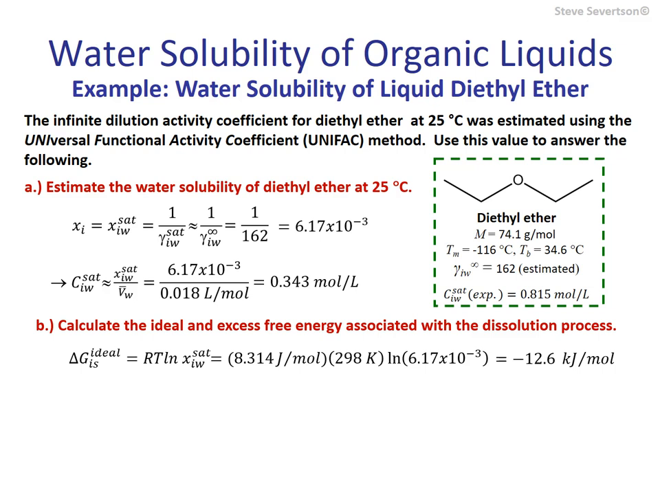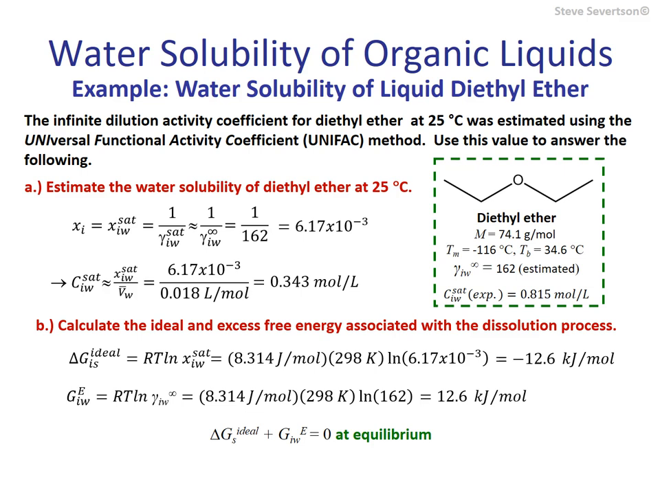The non-ideal free energy of dissolution in water, or the excess free energy, is calculated using RT natural log of the activity coefficient. This produces a value of 12.6 kilojoules per mole, which limits dissolution. The overall free energy of dissolution is equal to the sum of the ideal and non-ideal values, which equals zero at equilibrium as expected.